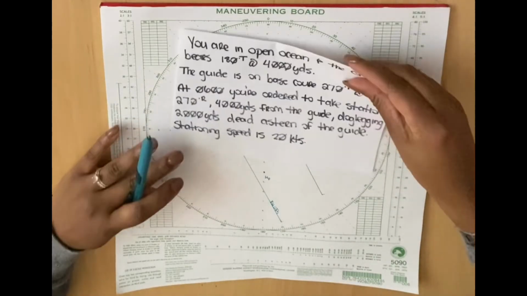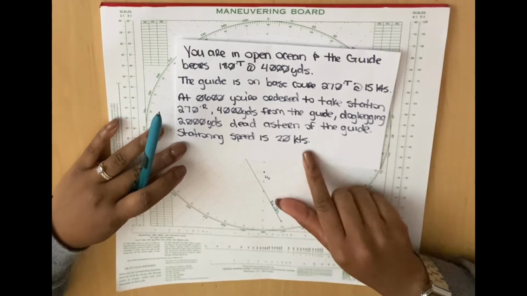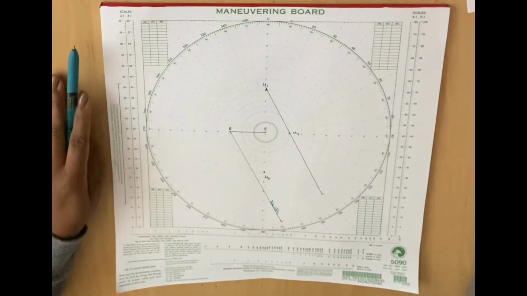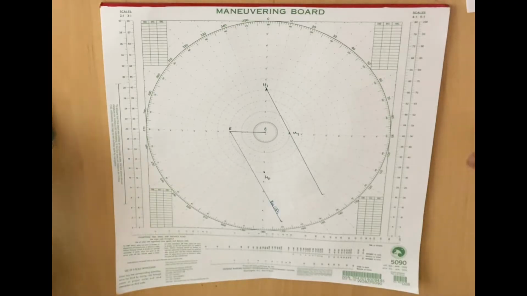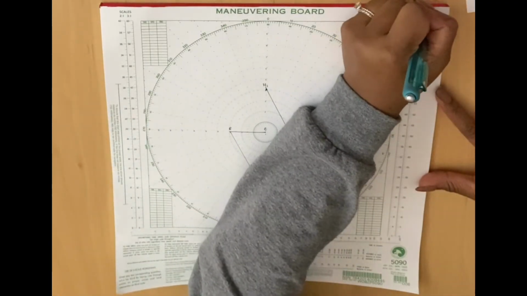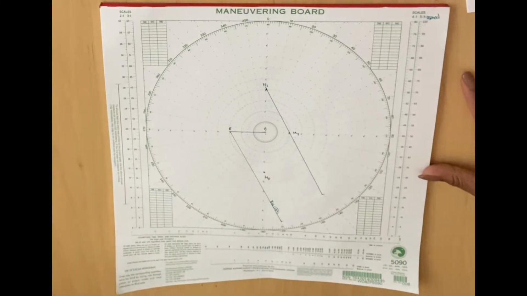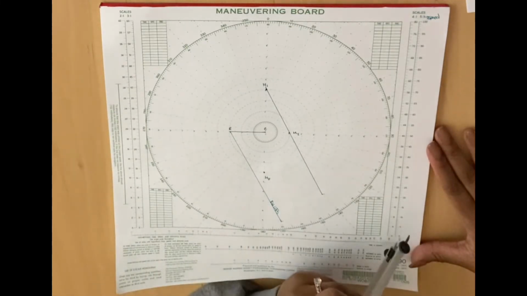From the problem, it says that the stationing speed is 20 knots. So I know that my stationing speed is going to be 20 knots. All I'm going to do is come over to my speed scale, or this 5-to-1 scale, and measure out 20 knots.